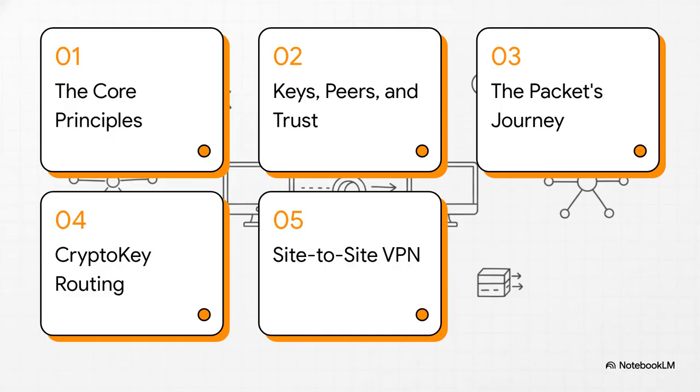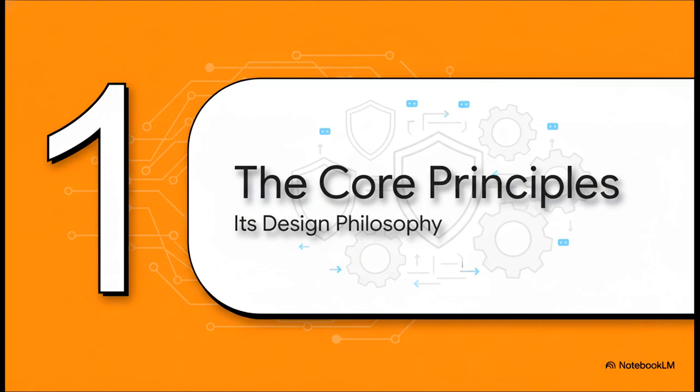So, here's our game plan for this explainer. We're starting with the fundamental design ideas, then we'll get into how it handles identity with keys. After that, we're going to follow a single packet on its journey, unpack the real magic behind something called crypto key routing, and then we'll put it all together in a practical example you can actually use. Okay, let's jump right in.